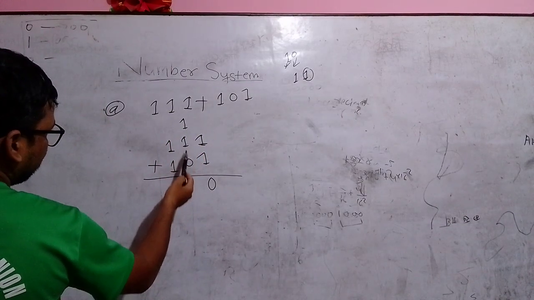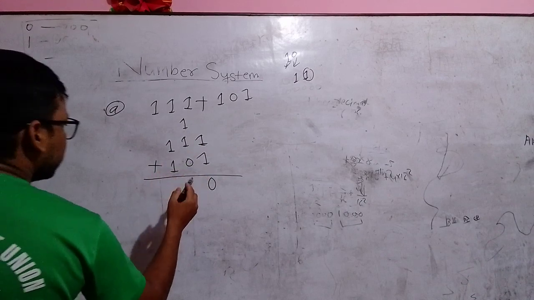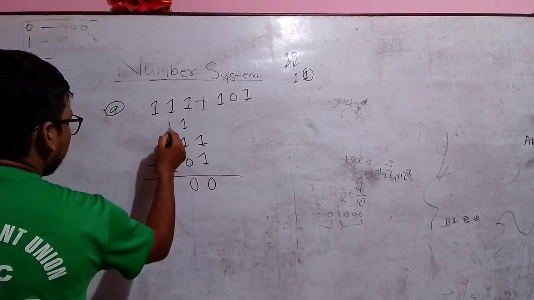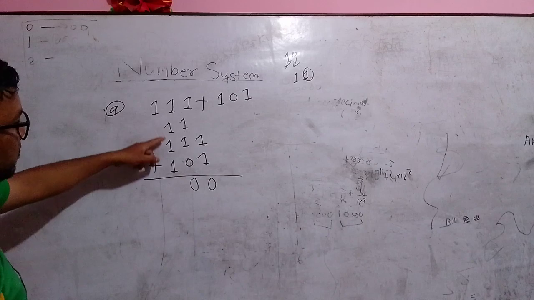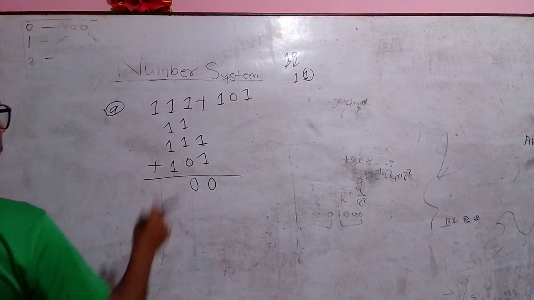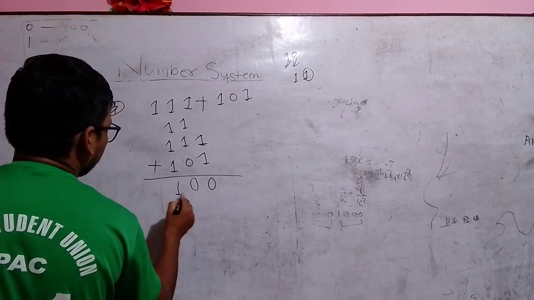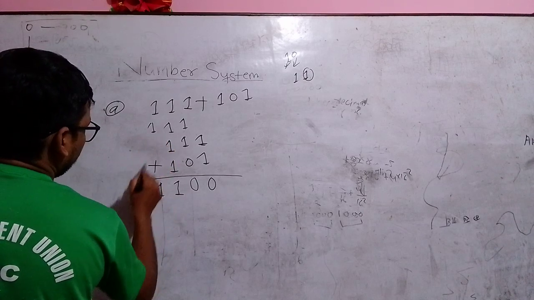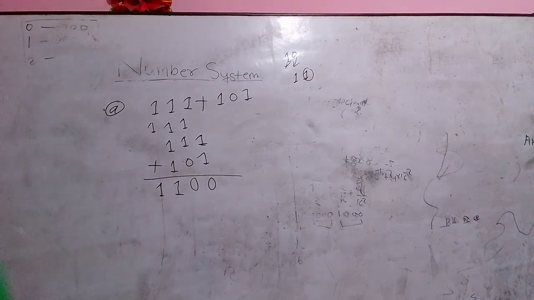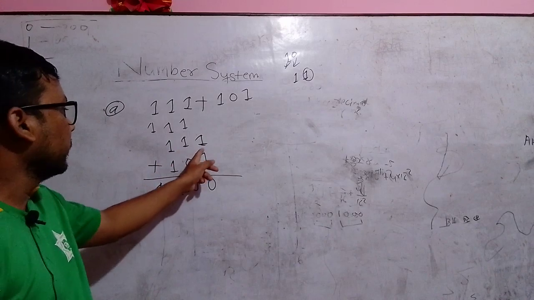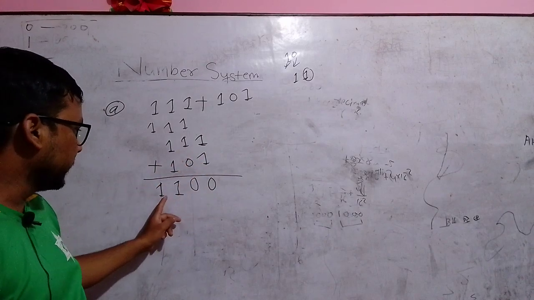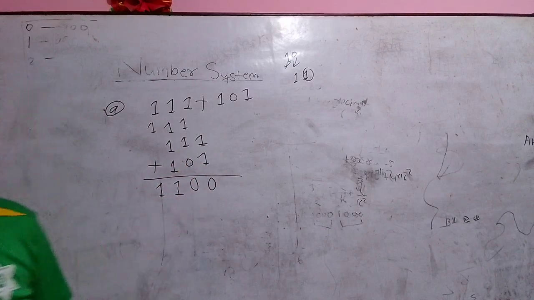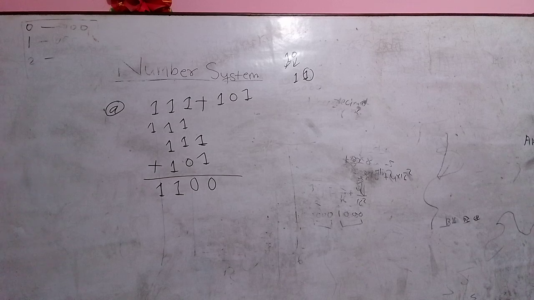And we'll perform the addition. 1 plus 0 plus the carry 1 gives 1 0. Summation is 0. It gives carry 1. Then 1 plus 1 plus 1 gives 1 1. Its summation will be 1. Carry becomes 1, which goes down. So the summation of 1 1 1 plus 1 0 1 will become 1 1 0 0. In this way, we perform binary additions.